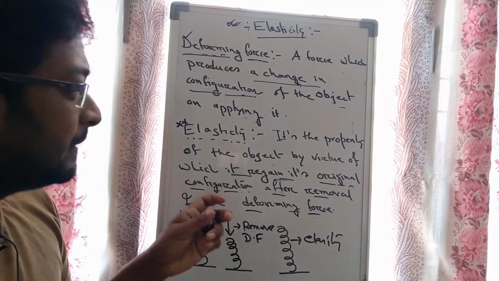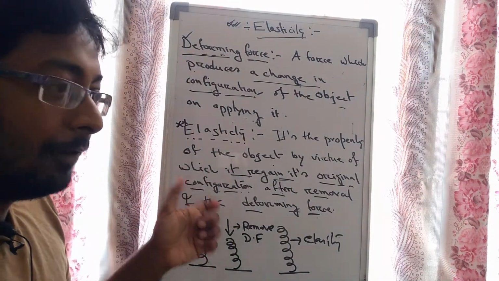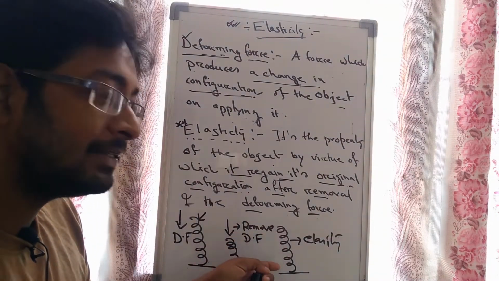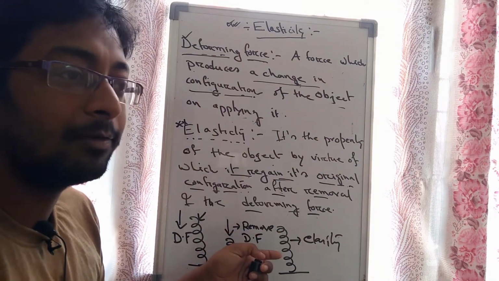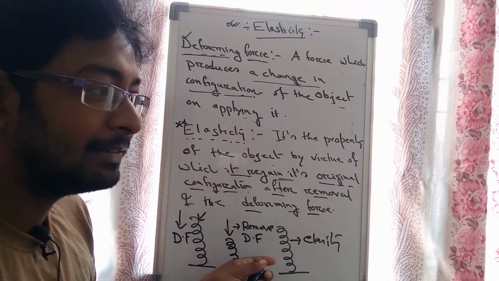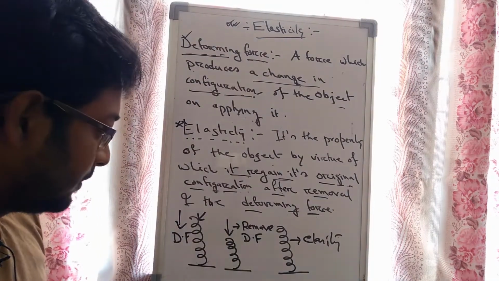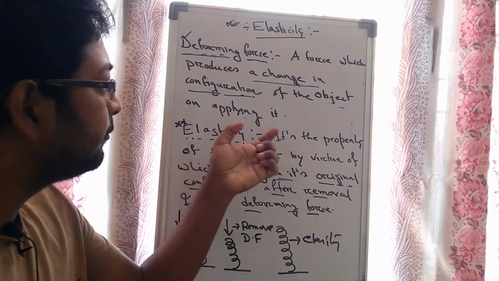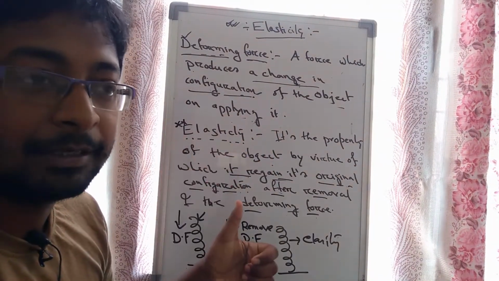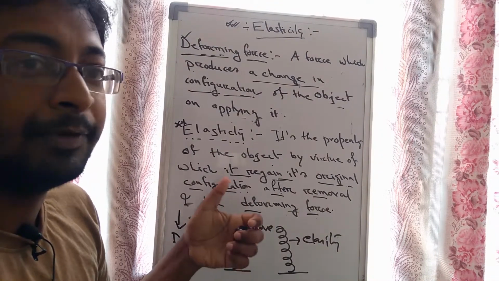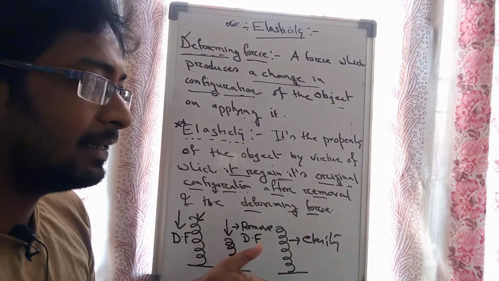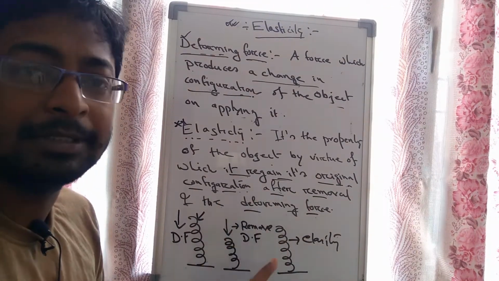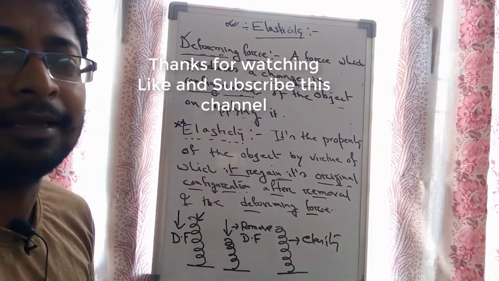Understood? So basically, elasticity says that after removal of the deforming force, if that object again regains its original configuration or original size, then we can say this is elasticity. This is the basic concept of the deforming force and elasticity. Deforming force means that when you apply some external force to any object, its configuration changes. And elasticity says that after removal of this deforming force, if that object again regains its original configuration, then we can say that this is elasticity.